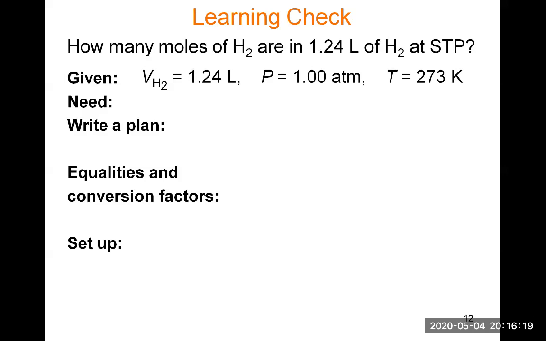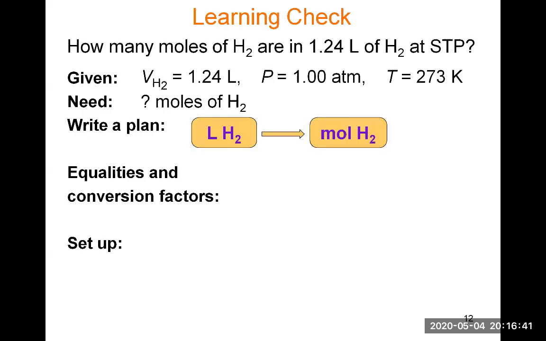What the question is asking for is how many moles of hydrogen there are in 1.24 liters of hydrogen. So here we see we have a volume and we want to know the number of moles. The molar volume relates moles to liters, so that's what we will need. We're starting with liters of hydrogen and we want moles of hydrogen. So we want to use the molar volume that says 1 mole of hydrogen is equal to 22.4 liters at STP. And we know we can use this equality because we are at STP.